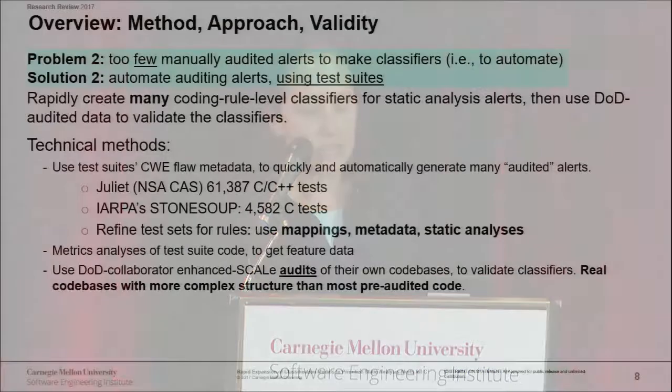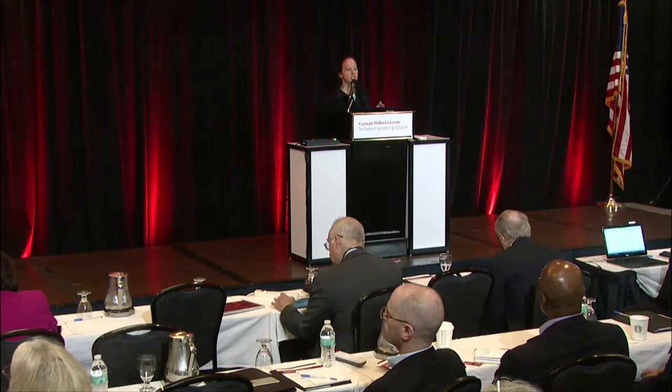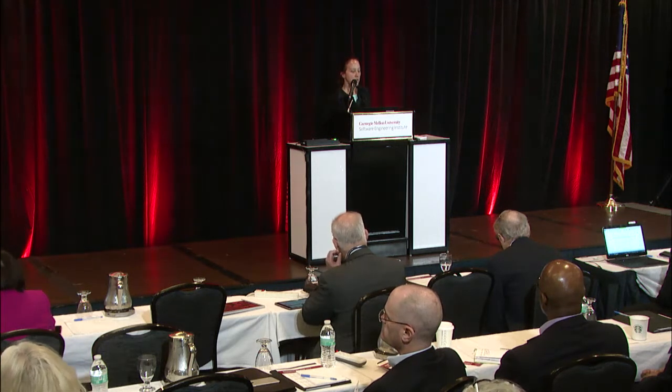The test suites that we used in this project are the Juliet test suite, which has about 61,000 C and C++ tests, and IARPA Stonesoup, which has about 4,600 C tests. Those are labeled with metadata that tells us where there are CWE flaws. We have metadata that tells us where there are true positives at the line level of granularity, and at the function level of granularity, we know where there are definitely not particular CWE flaws.